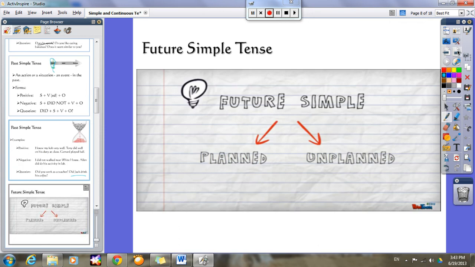Our next slide is about future simple tense. Simple future tense has two different forms in English. We call them will and be going to. In other words, it is divided into two parts: planned and unplanned. We can say that for planned we use going to, and for unplanned we use will.